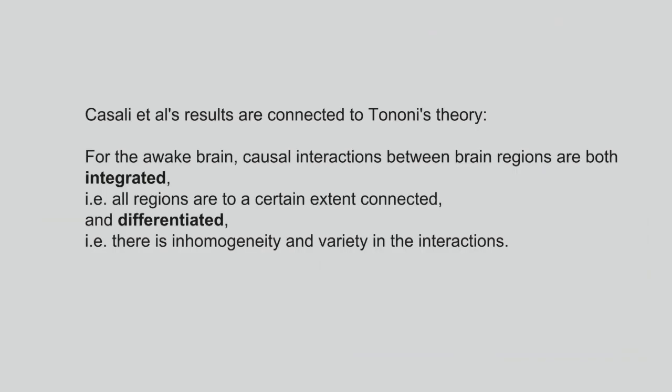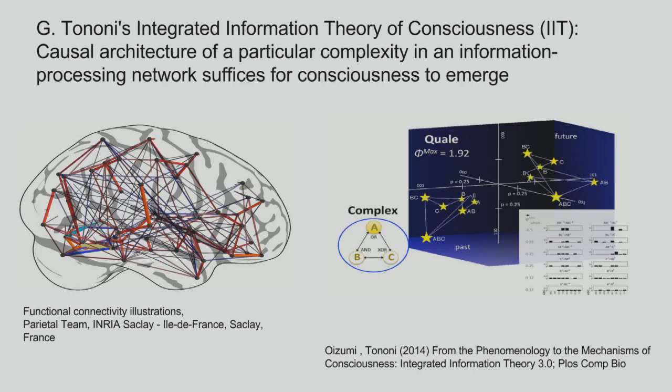And they try to connect their findings to integrated information theory by saying that if the causal interactions between brain regions are both integrated and differentiated, then you're conscious. That's the gist of what Tononi and now also Christof Koch try to come up with in their IIT theory of consciousness. In essence, they say that if the causal architecture of any system is of a particular complexity, then it feels like something to be the system. That's their fundamental proposition of how consciousness works.